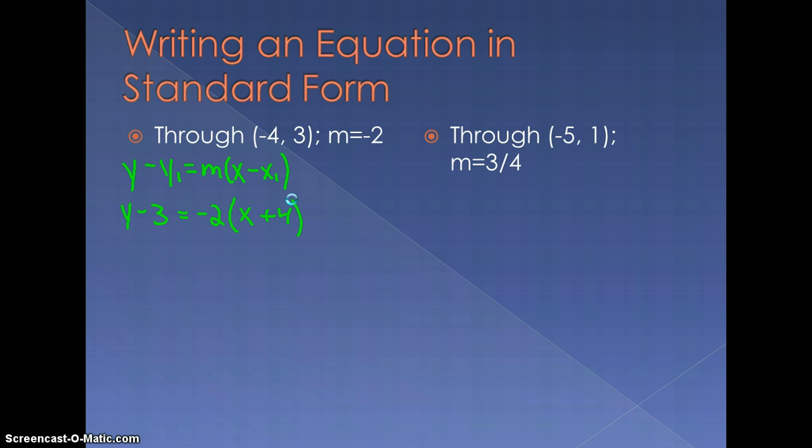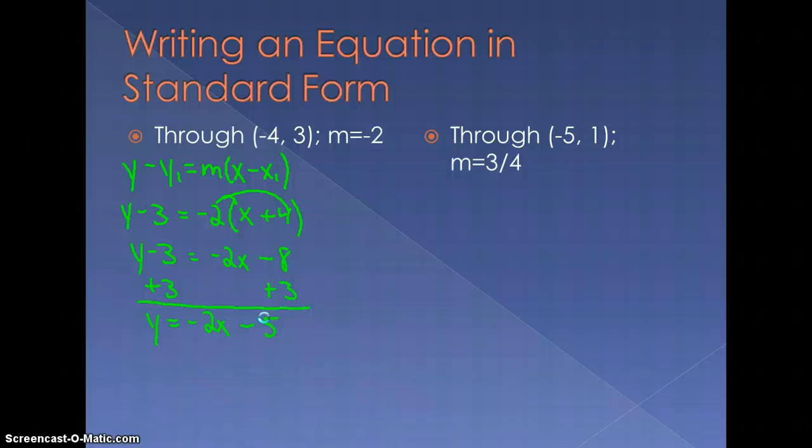From here, it's the same steps as before. y minus 3 is equal to negative 2x minus 8. And I will add 3 to both sides, because again, we need that constant on the right. y equals negative 2x minus 5. And we've gotten it into slope-intercept form, which is typically the first step as we need to put things into standard form.